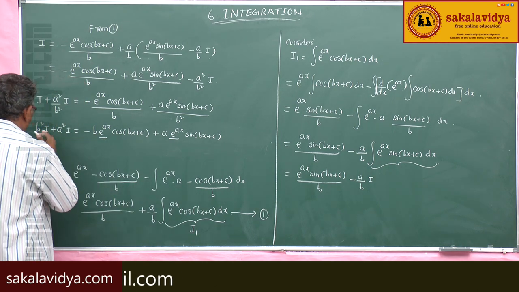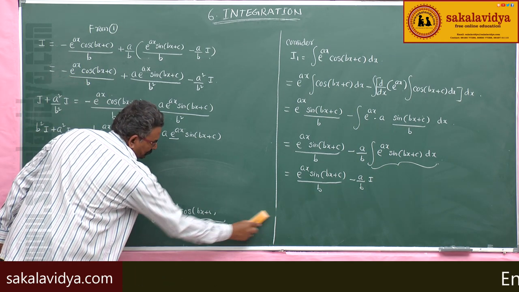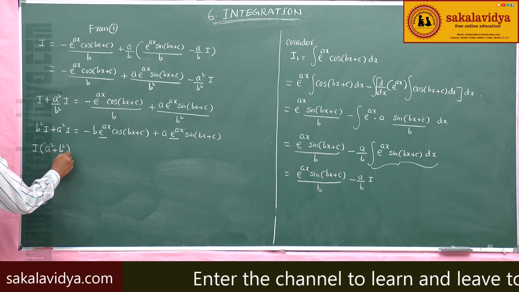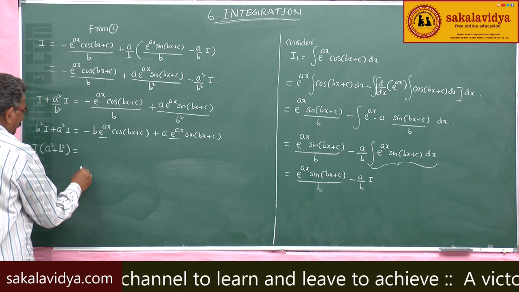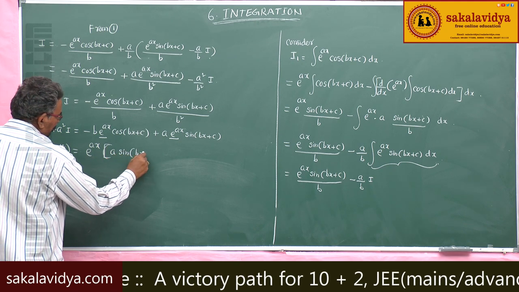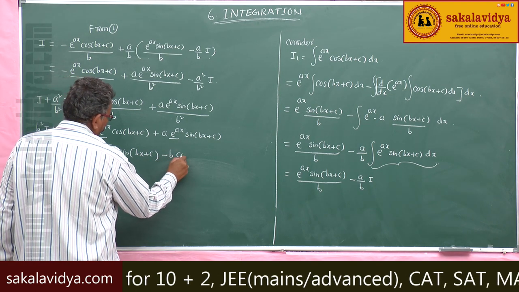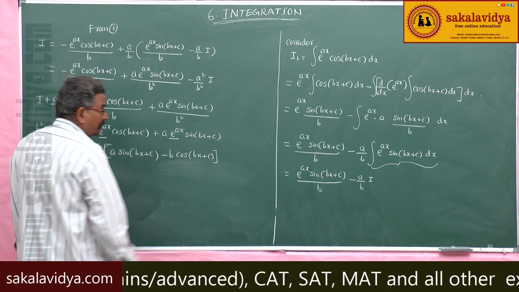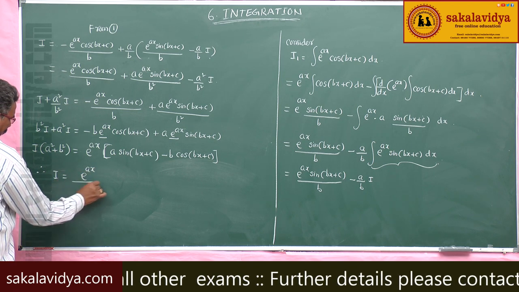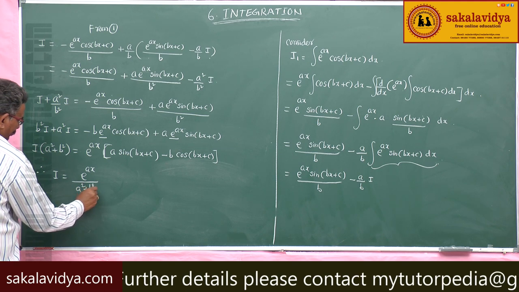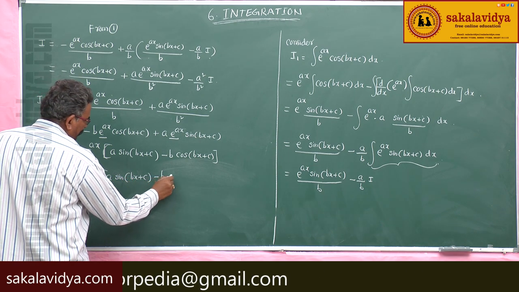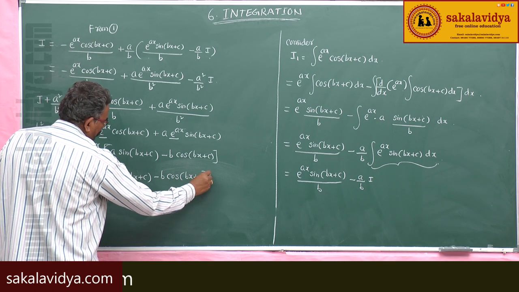Here take e power ax common, this side I common. So if you take I common, we get a square plus b square. Here e power ax common. If you take e power ax common, you get a sin of bx plus c minus b cos of bx plus c. But what is our aim? Our aim is to find out I. So therefore, I is equal to the required integral, e power ax by a square plus b square into a sin of bx plus c minus b cos of bx plus c, plus constant of integration.